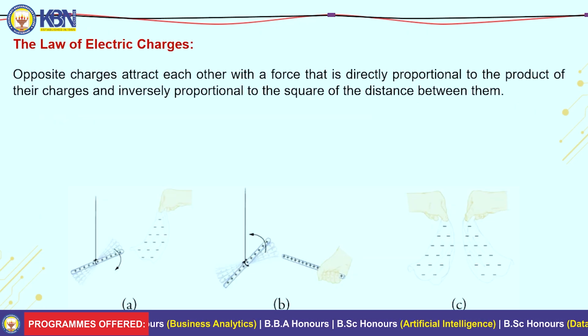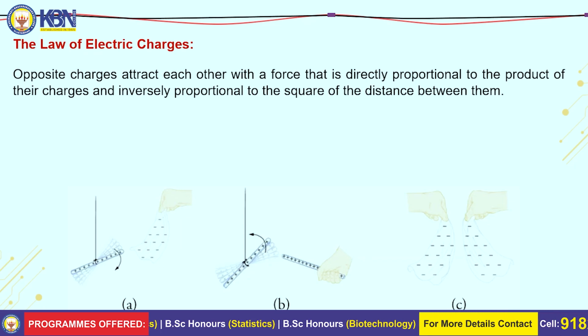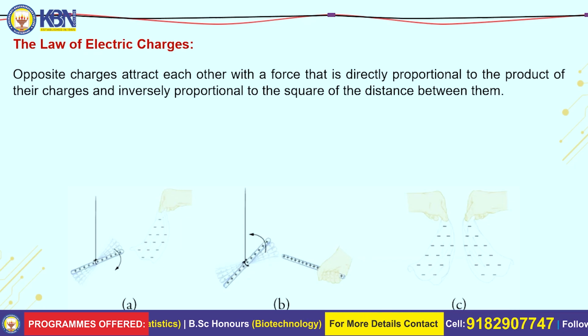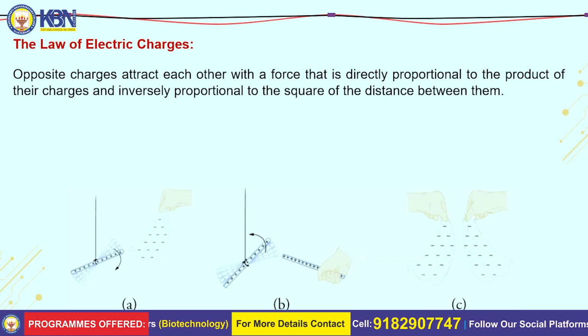Coming to the law of electric charges, it follows a simple rule which was formulated by Charles Augustin de Coulomb. This law states that opposite charges interact with each other with a force that is directly proportional to the product of their charges and inversely proportional to the square of the distance between them.